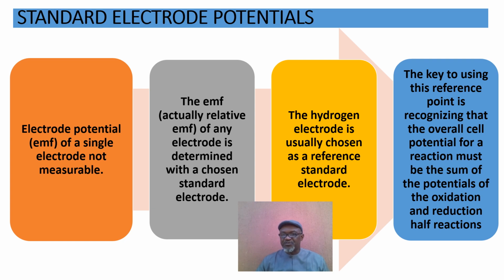The key to using this reference point is recognizing that the overall cell potential for a reaction must be the sum of the potentials of the oxidation and the reduction half reactions. So for us to talk about standard electrode potential or EMF, electromotive force of a cell, we're talking about the sum of the potentials of the two half cells. And that's why we're using the standard hydrogen electrode as our standard reference electrode. There are other electrodes that are also in use, but the original one that we started with is the standard hydrogen electrode. We'll still mention some other electrodes that can be used.